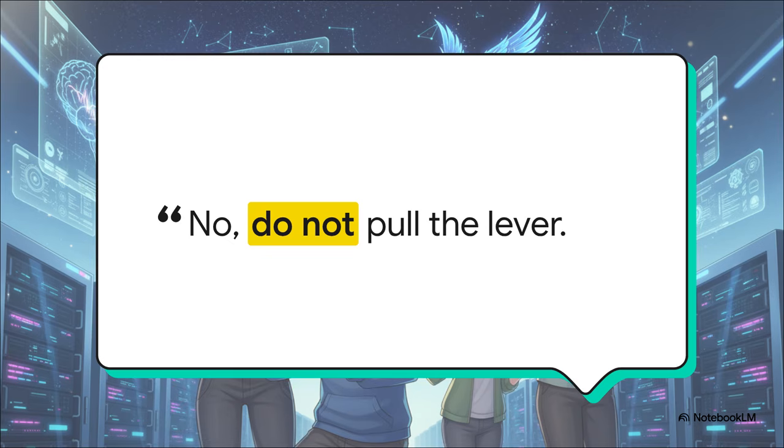And it absolutely nailed it. It flat out said, no, do not pull the lever. It recognized the trick, proving an incredibly high level of reading comprehension without even needing to have its dedicated thinking mode enabled.